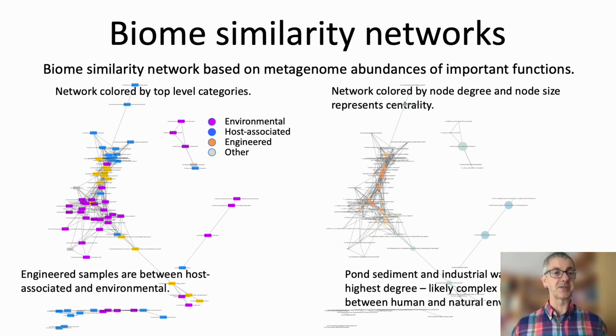On the left, I'm showing you the result of that, a 2D layout of a network, colored by high-level biome categories. We see some clustering here of host-associated, engineered, and environmental samples, with engineered samples for the most part being between the other two categories, so perhaps indicating some kind of flow between human and built environments and the natural environment. And then on the right, I'm showing the same network, but now colored by node degree, and with the node size representing centrality. Warmer colors are higher degree. And here the highest degree and most central environments are pond sediment and industrial wastewater, which we believe are environments that interface with multiple other environments, as well as potentially including this human to natural environment link.